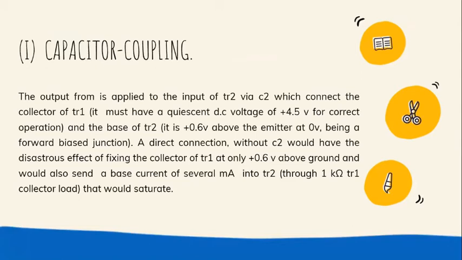Being a forward biased junction, a direct connection without C2 would have the disastrous effect of fixing the collector of TR1 at only plus 0.6 volt above ground, and would also send a base current of several milliamperes into TR2, so the 1 kilo ohm TR1 collector load would saturate.